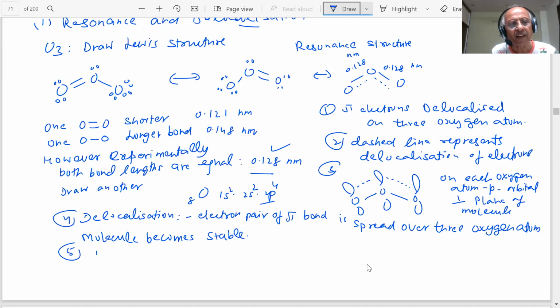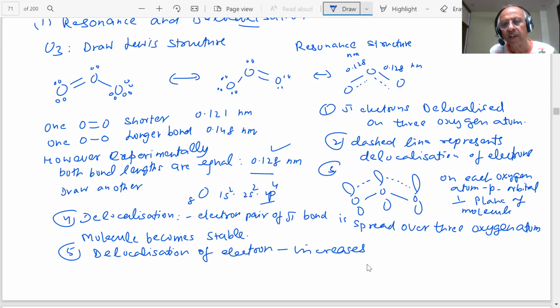Fifth, whenever there is a delocalization of electrons, that is delocalization of electrons through resonance, we call this resonance. Whenever there is a delocalization of electrons, it increases the stability. That is why it happens. Noted, students? Delocalization.